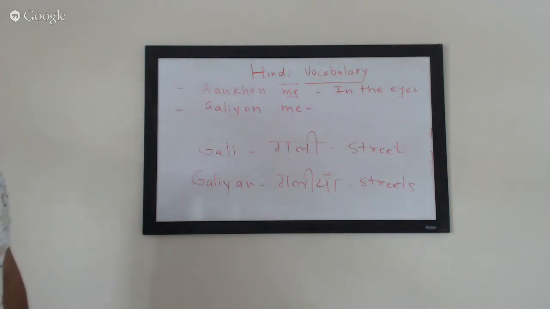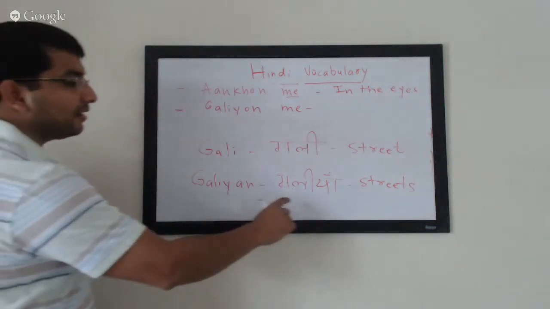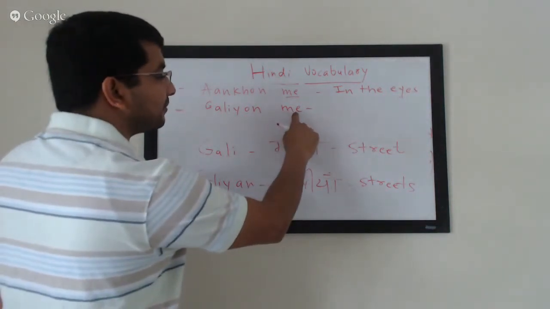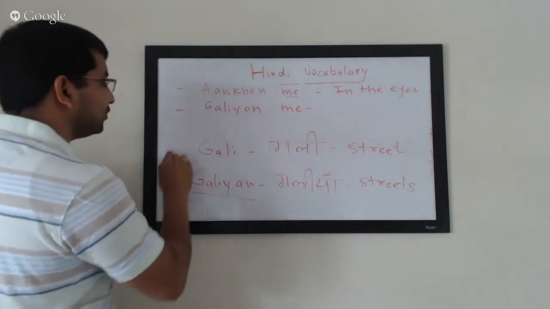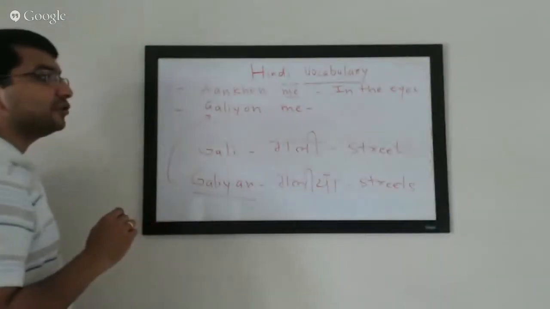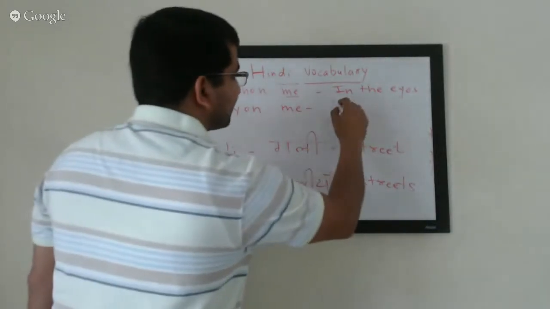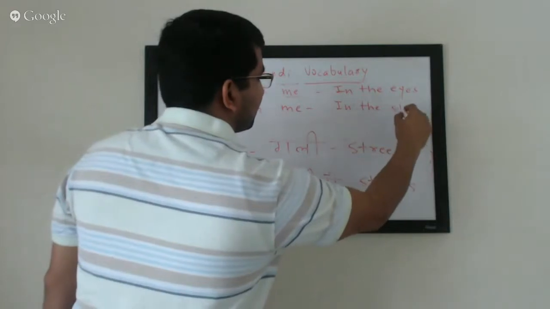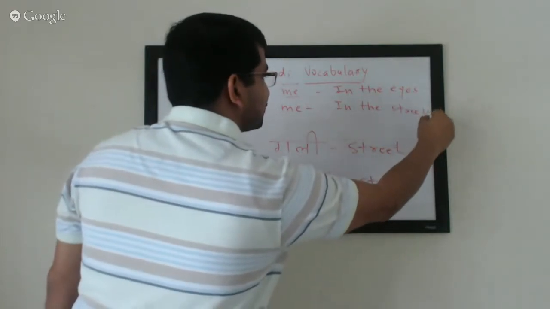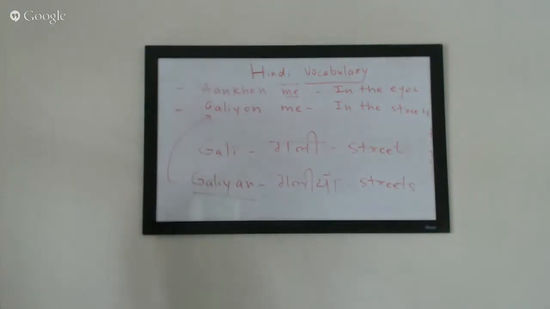So if you are to use it with the post position, galiyan with any of the post position may say, then galiyan becomes, we use the oblique case of galiyan, which is galiyon mein. So in the streets, in the streets. And they have used this phrase as well in the song quite a lot, right?